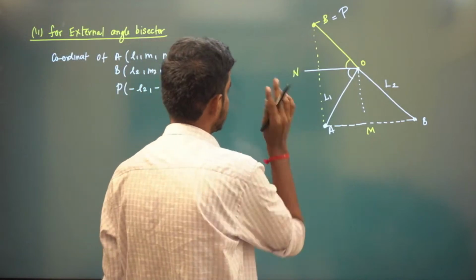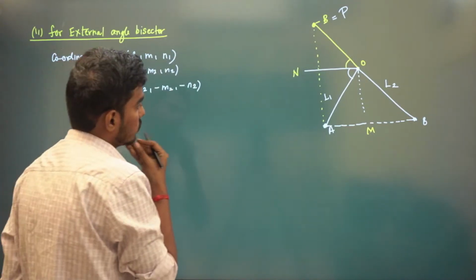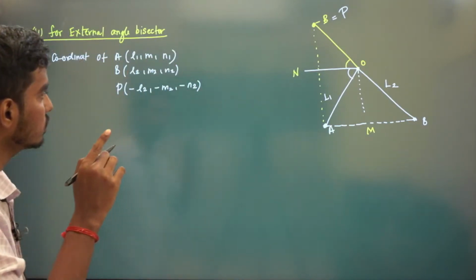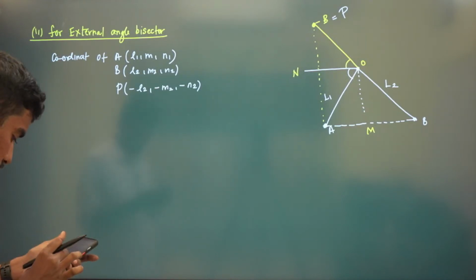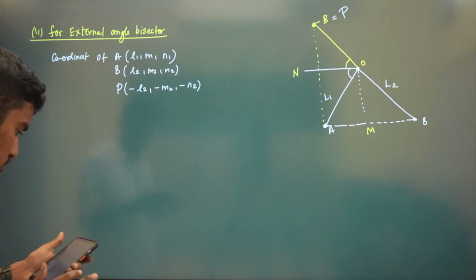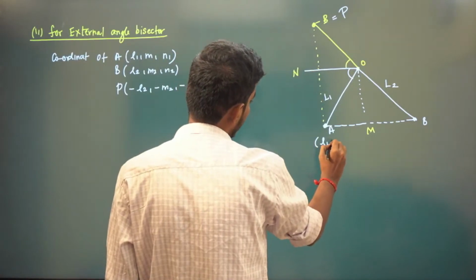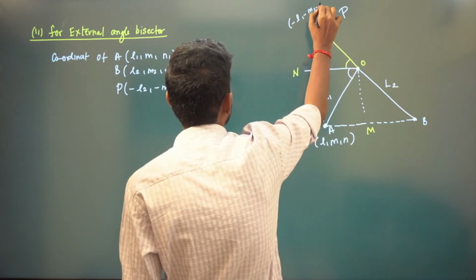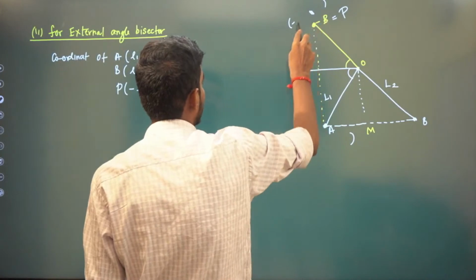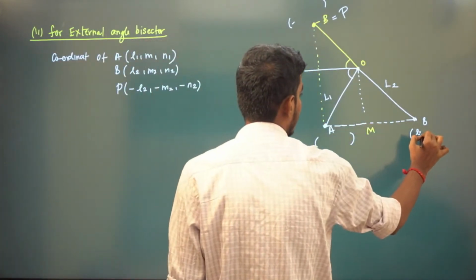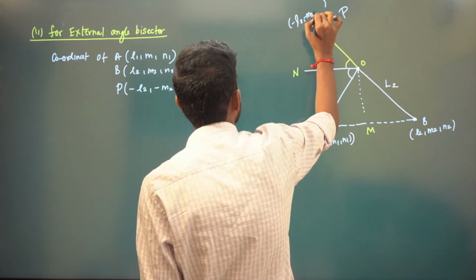So we need to find ON, right? This is L1, M1, N1, and this is minus L2, minus M2, minus N2, because A is L1, M1, N1 and B is L2, M2, N2.